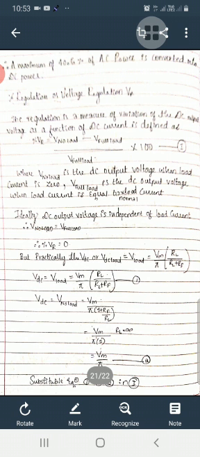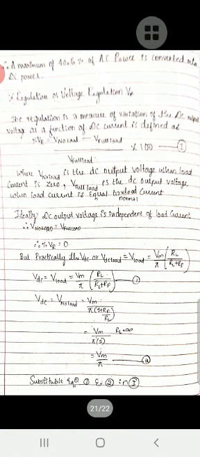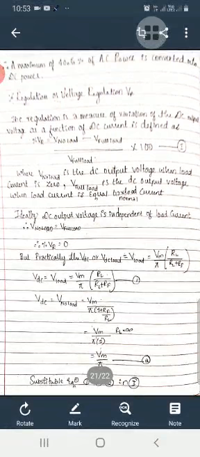So now we'll calculate the percentage voltage regulation, which is given by V no load minus V full load by V full load, where V no load is nothing but the voltage across the terminals when the load is not connected. When full load is connected, that is the voltage across the terminals at full load. So here V no load is the DC output voltage when load current is zero, or no load. V full load is the DC output voltage when load current is equal to the normal load.